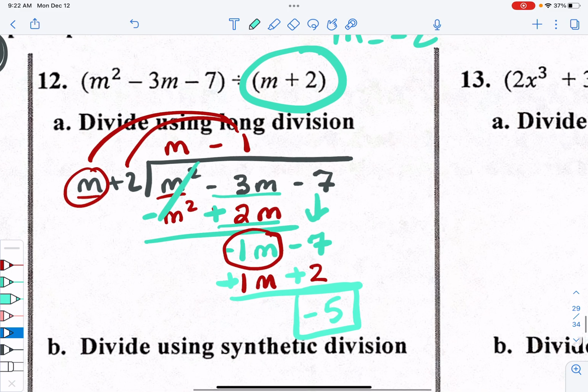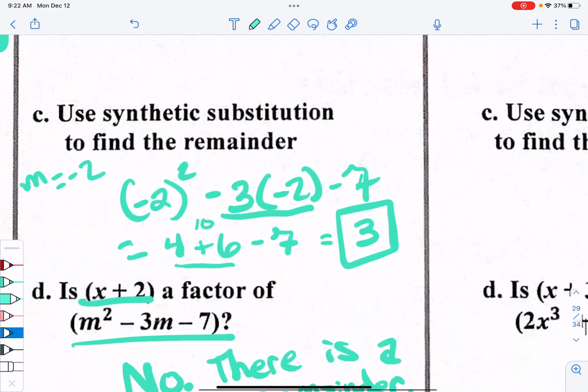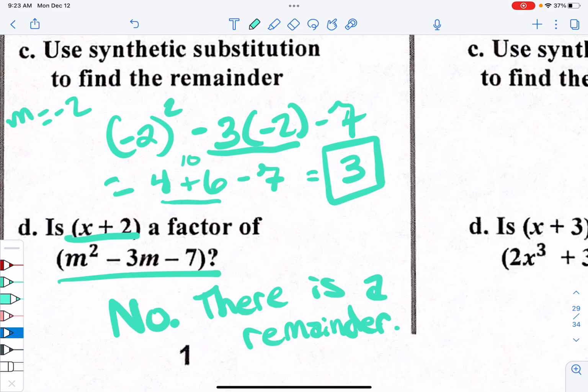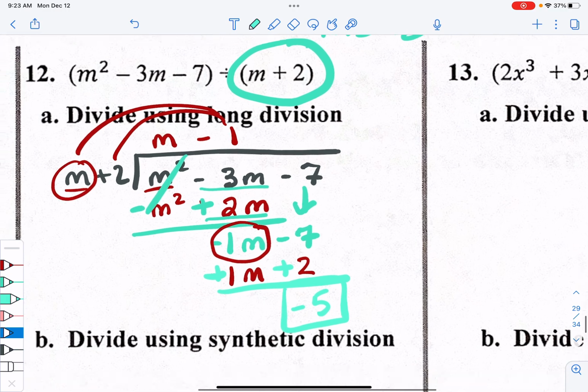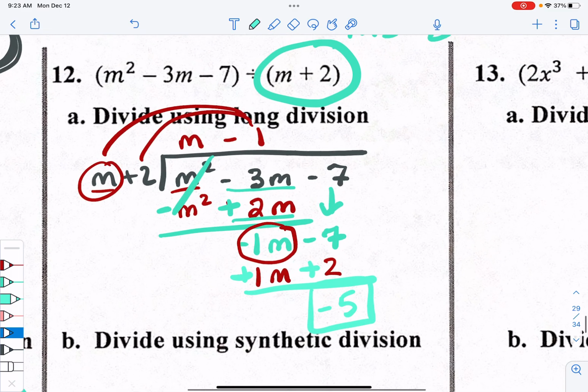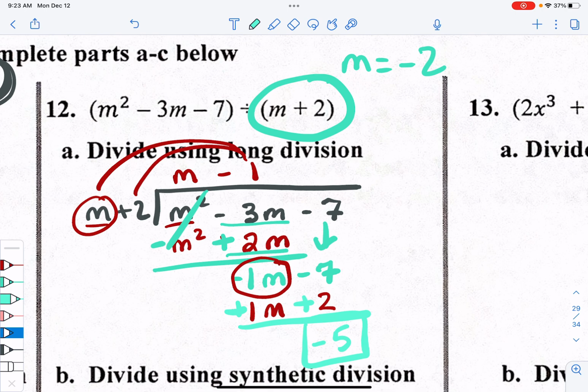What did I not do? Goodness. Did I plug something in wrong? I plugged in a negative 2. Negative 2 squared is 4. Negative 3 times negative 2 is positive 6, and that's 10 minus 7 is 3. What's the matter? I should not have that as my remainder. What did I do wrong? Somebody figure out what I did wrong.